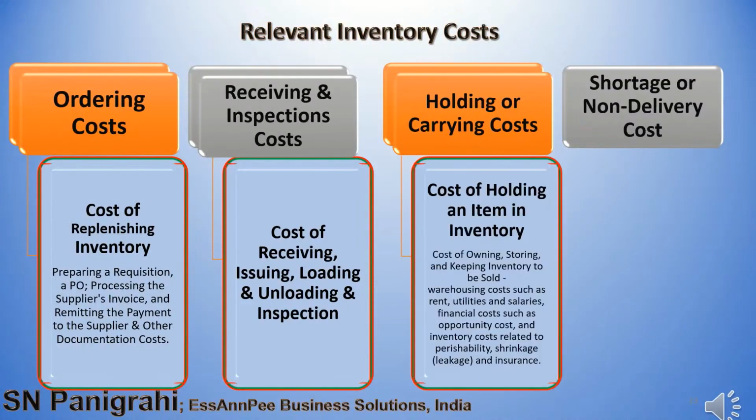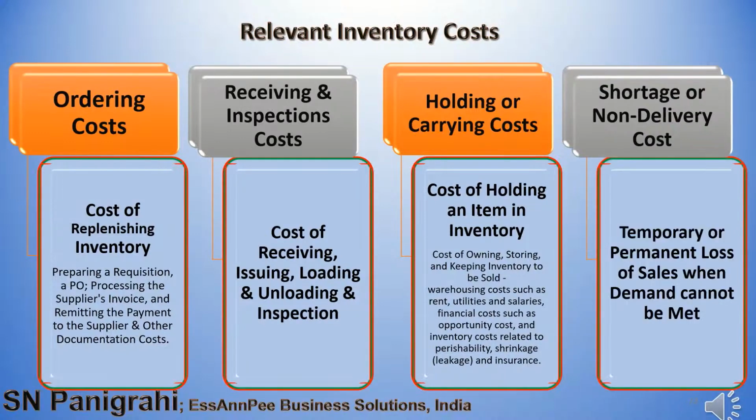Holding or carrying costs. These are the cost of holding an item in inventory. Cost of owning, storing, and keeping inventory to be sold, warehousing costs such as rent, utilities and salaries, financial costs such as opportunity cost, and inventory costs related to perishability, shrinkage, leakage, and insurance. Shortage or non-delivery cost. Temporary or permanent loss of sales when demand cannot be met.